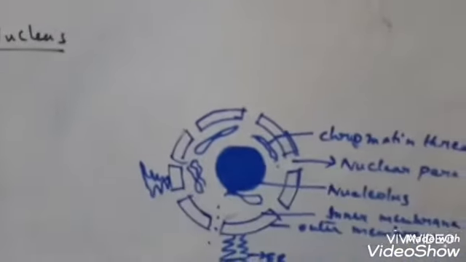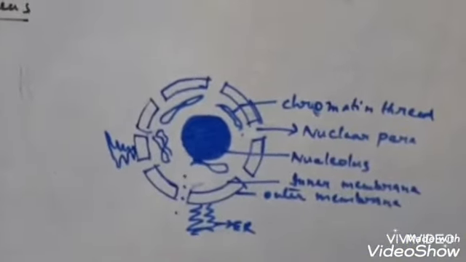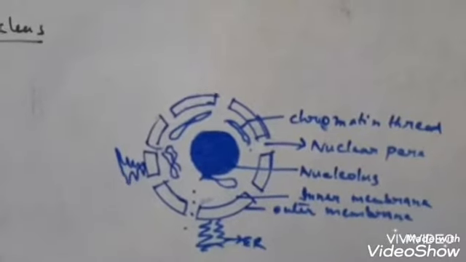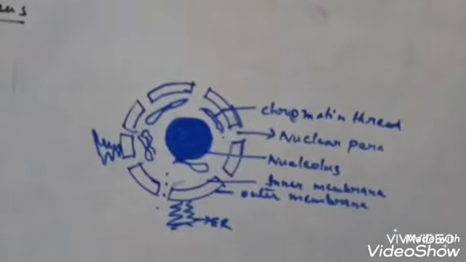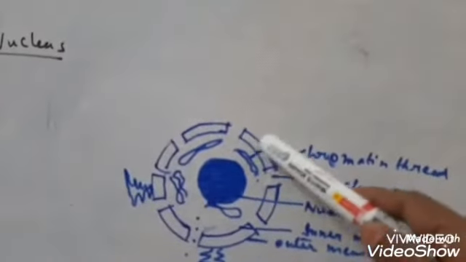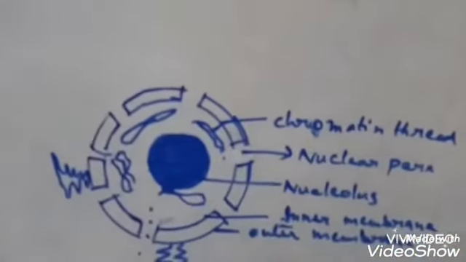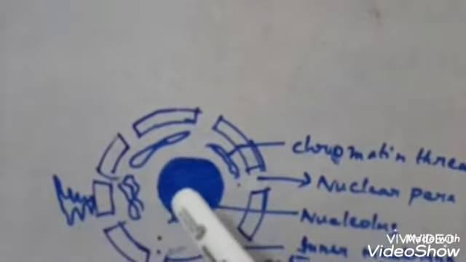Next comes the very important structure of the cell, which is the nucleus. You know that it is also known as the brain of the cell. As our brain controls the entire function of our body, the nucleus also controls all the metabolic processes of the cell. The nucleus is composed of a double membrane, outer membrane and inner membrane. Inside you can see a deeply stained structure called the nucleolus. Remember, the nucleolus does not have any membrane. The nucleus is a double membrane structure, but the nucleolus is a membraneless structure.